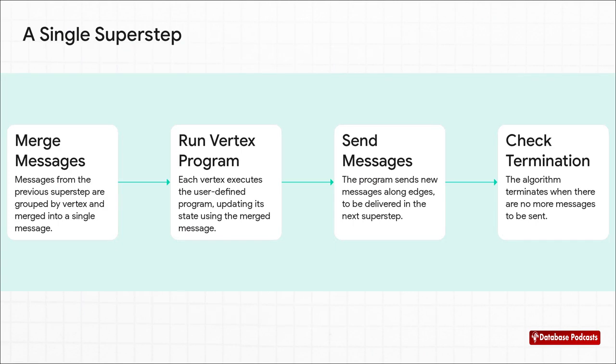So let's walk through the life of a single superstep. Step 1. Each vertex gathers up all the messages that were sent to it in the last round. Step 2. It runs your program, using those messages to maybe update its own value. Step 3. Based on that new value, it might decide to send out new messages to its neighbors. Now, those messages don't get delivered right away. They're queued up for the next superstep. And finally, step 4, the most critical part, everything pauses at a synchronization barrier. The system waits until every single vertex is done sending its messages. Only then can the next superstep kick off.